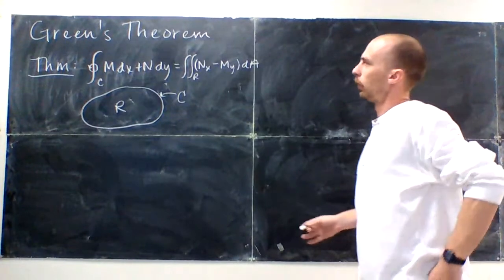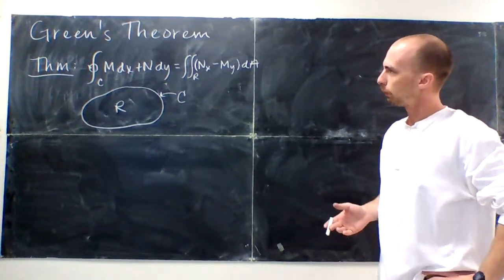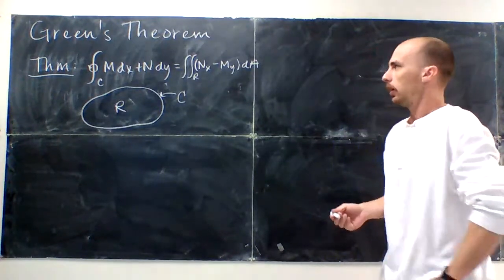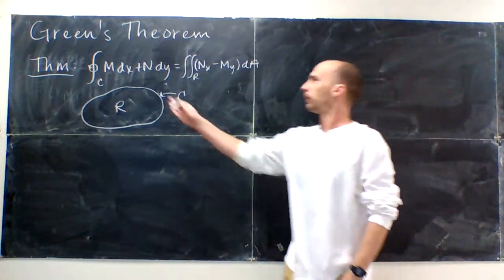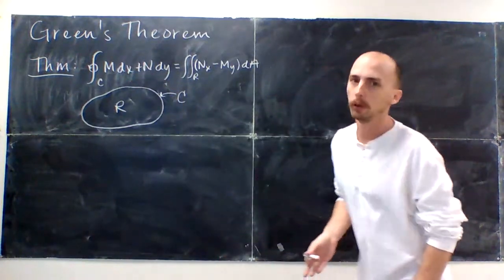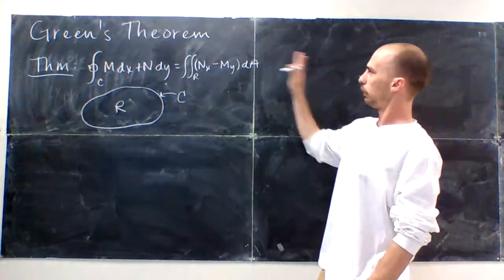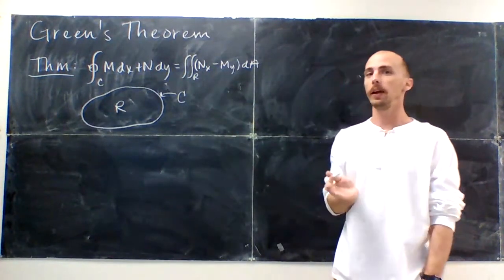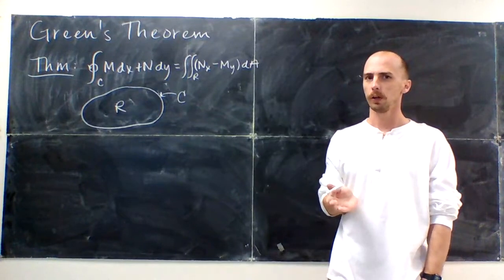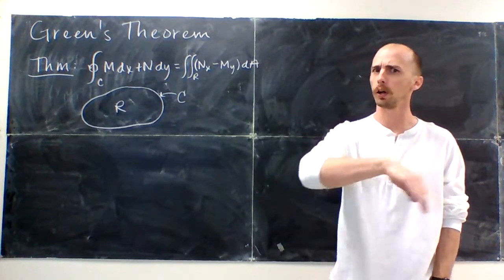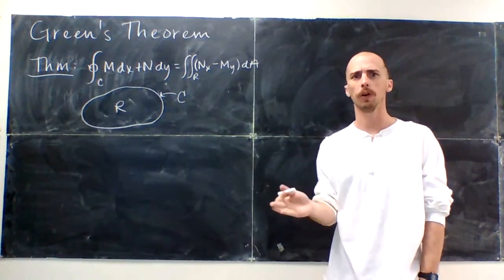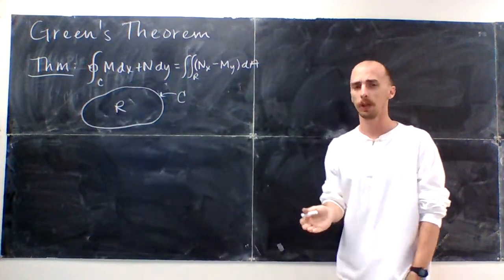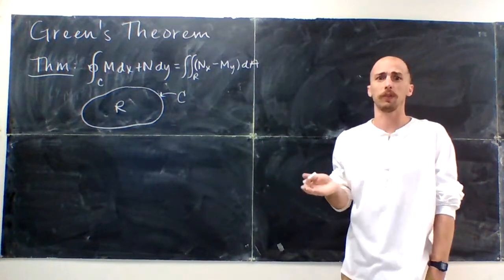So what we're saying is that if we've got a path integral over a closed curve C that's oriented counterclockwise, of something like what we get when we're integrating a vector field, we can actually compute this as a double integral. So this is making a connection between the behavior of an integral over a curve and the behavior of some other integral over the interior of the region, which, as you might think, is surprising.